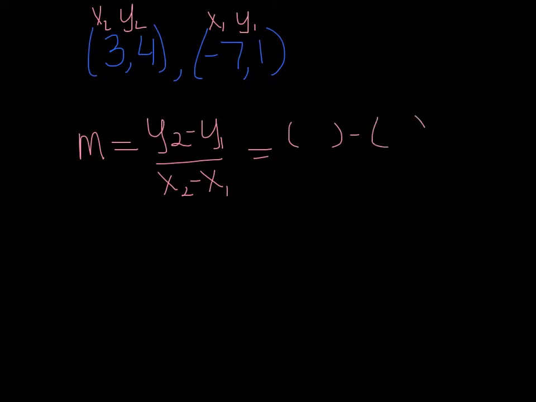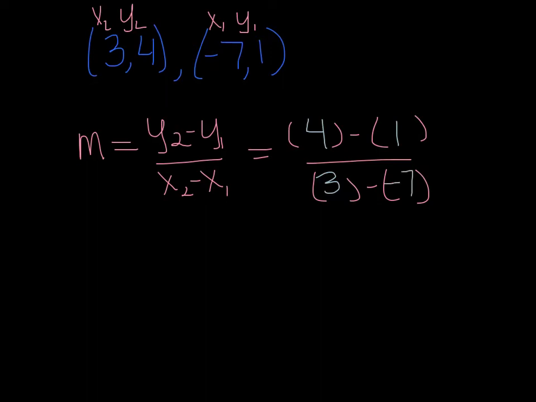So now I'm just going to plug in the numbers. I'm going to go ahead and put parentheses. Fewer mistakes that way. So instead of y sub 2, I'm going to find the 4 here is y sub 2. So I'm going to put a 4 there. And then next one is y sub 1, which is 1. So I'm going to go ahead and put a 1 there. And then down here, I have x sub 2, which is the 3. So I'm going to put a 3. And then x sub 1, which is right here, is negative 7, so I'm going to put a negative 7.